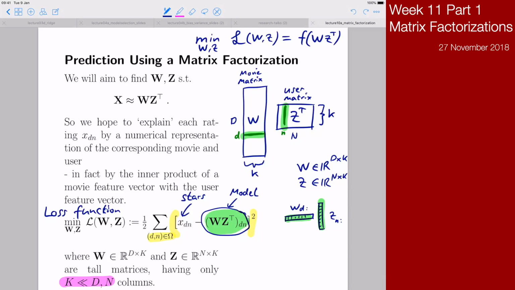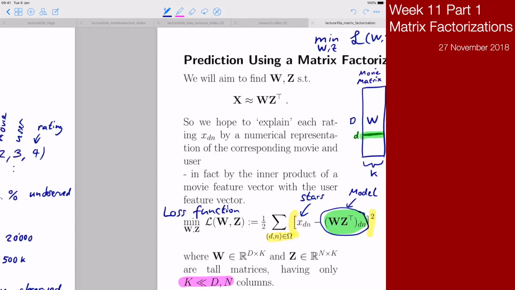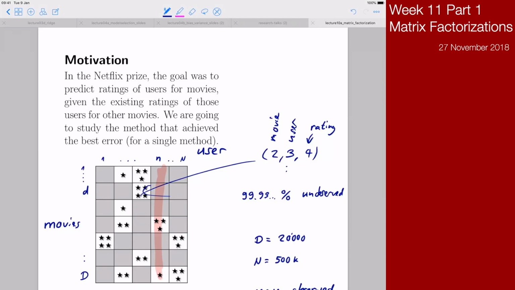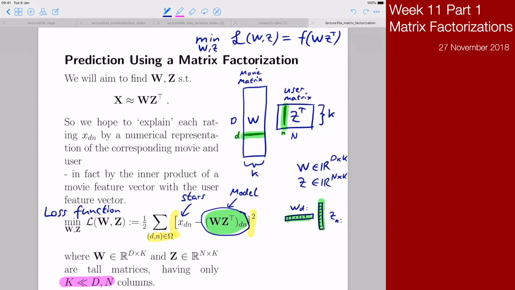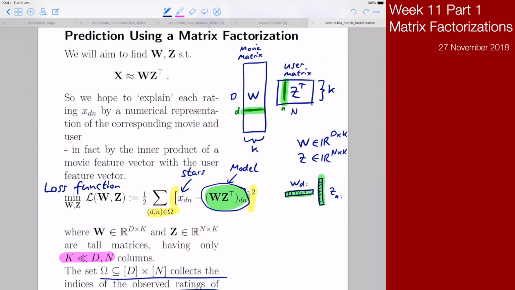Can you repeat what the omega is? Yeah, so omega is given. That's just marking which entries are observed. So for the ones in omega, we have a star rating from 1 to 5. And the ones not in omega, we don't know, so we are asked to predict them. Omega is the white entries, and not omega is the gray entries. So not omega is 99.9%. Any other comments?